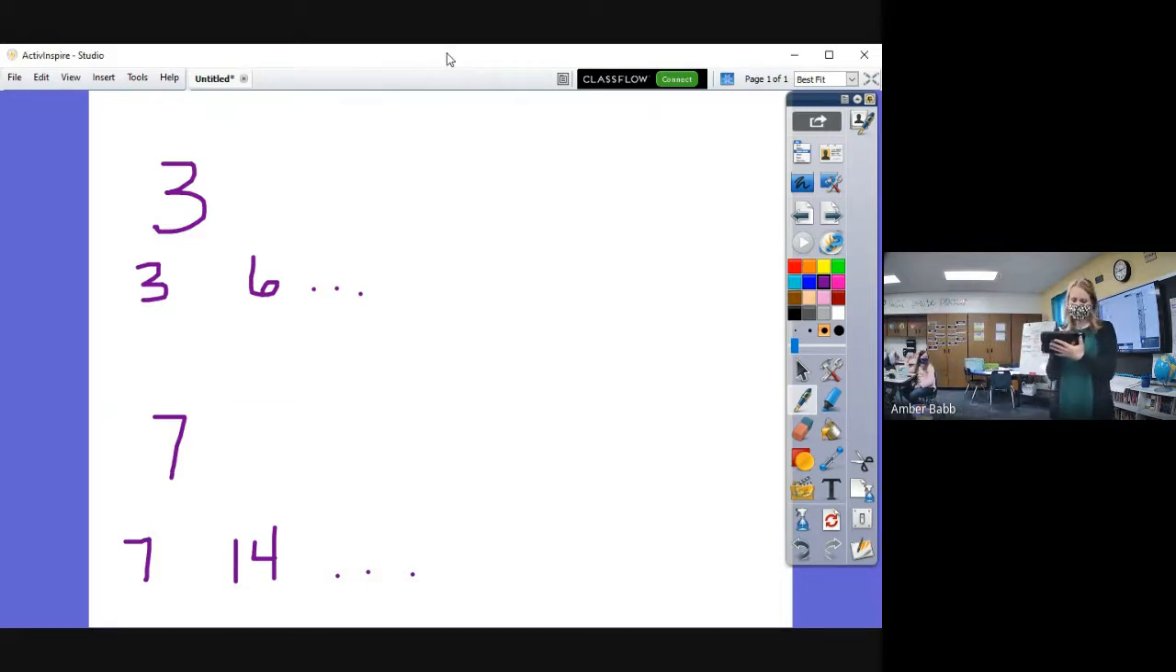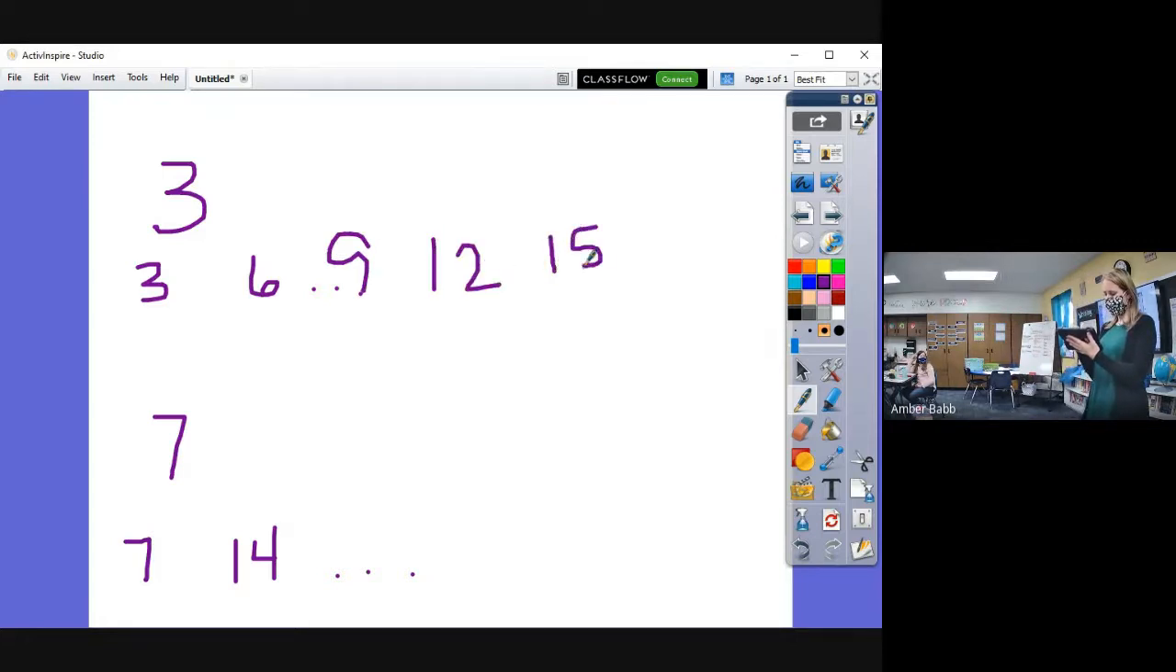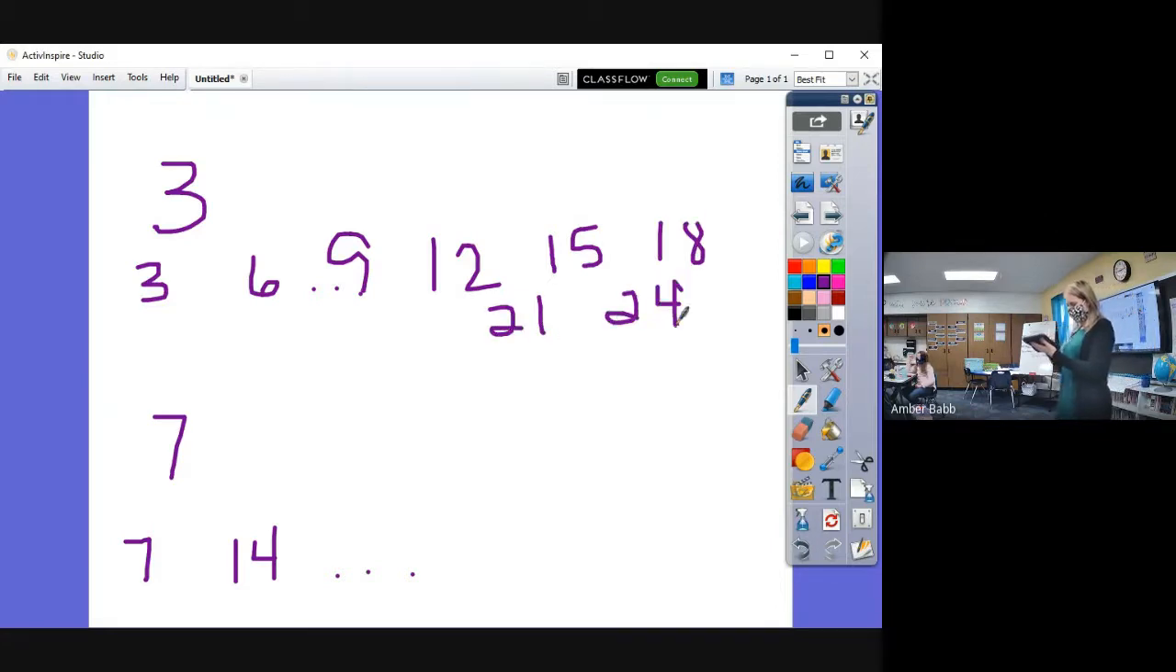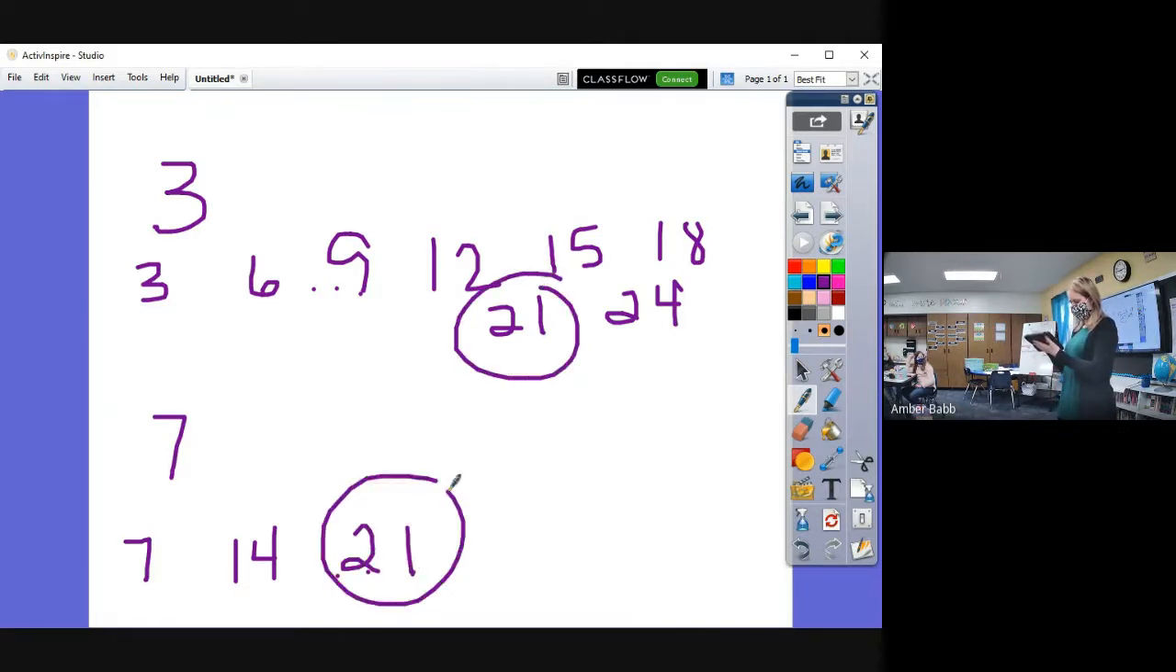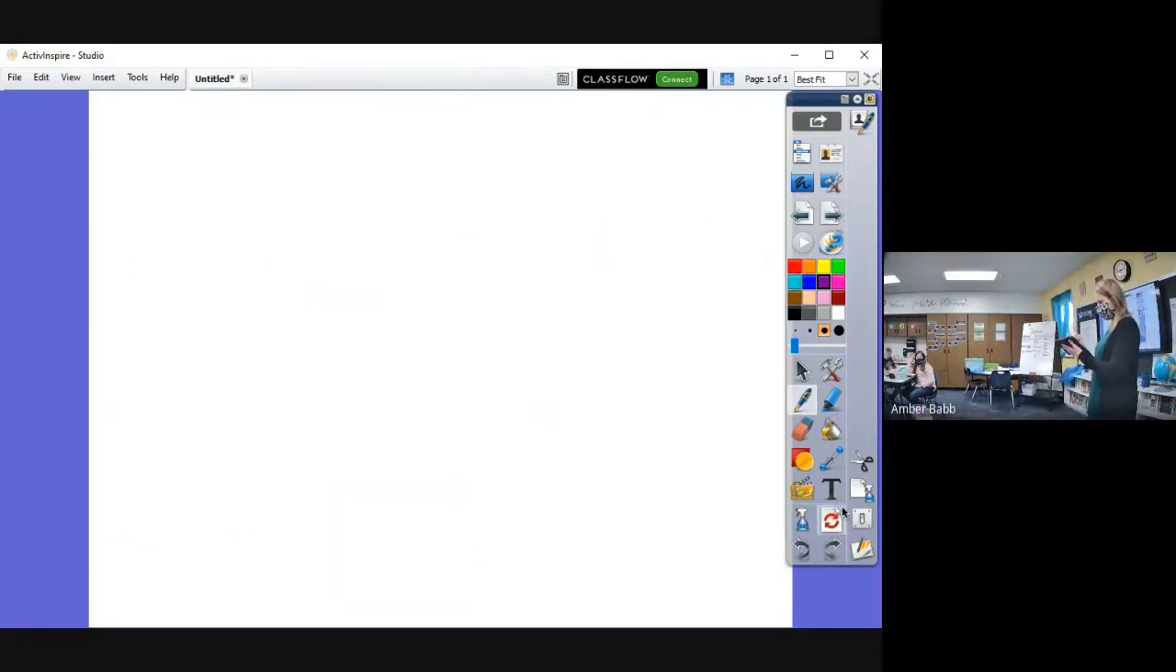All right, so 3, 6, 9, 12, 15, 18, 21, 24, 7, 14, 21, 28. Boom. I already knew my 30. Done. Okay. All right, let's go back to greatest common factor. Let's do a couple of those. We're doing greatest common factor now.